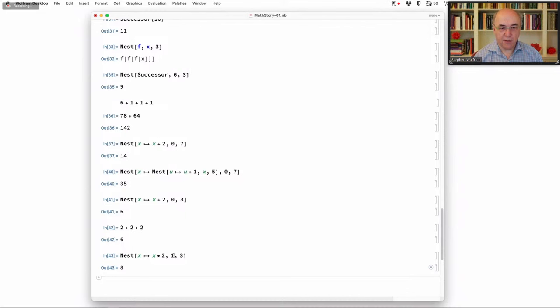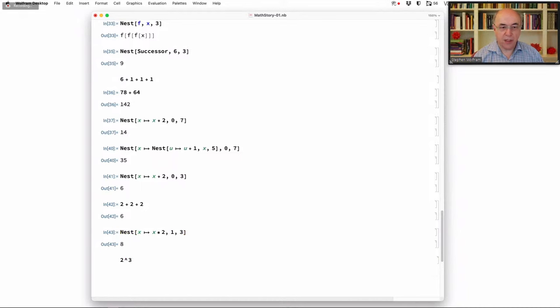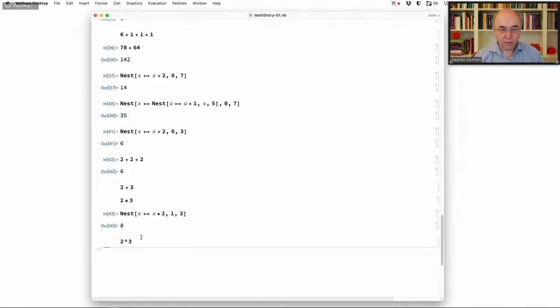Okay, so if we multiply by 2 every time 3 times, what do we get? We get what we can represent as 2 to the power 3. Just like this operation of doing addition 3 times, we represent like that. Or the operation of doing just the pure successor 3 times, we represent like this. So the plus is kind of the, we don't have a standard notation for just do successor, but we have a standard notation that says, do the nested successor operation 3 times. That's a times. Do the nested times 3 times. That's a power.